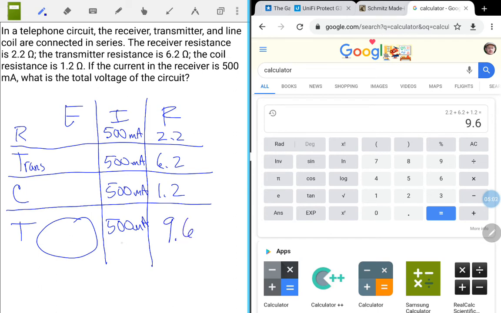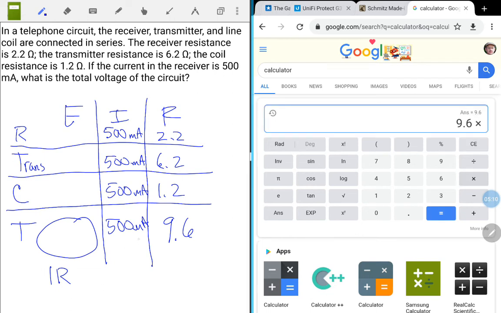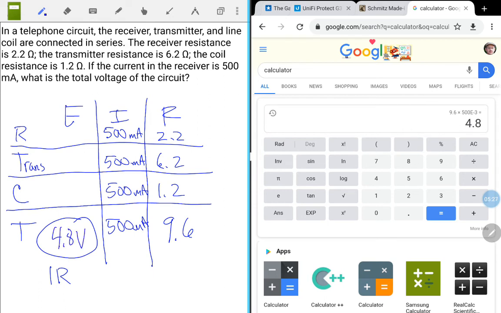So we know that E is equal to I times R. So we're going to multiply these two together. 9.6 is already in the calculator. Now we're going to multiply that by 500 milliamps. Now remember, to put milliamps in the calculator, it's 500 exponent negative 3. It equals, and you've got 4.8, and so your answer is 4.8 volts.